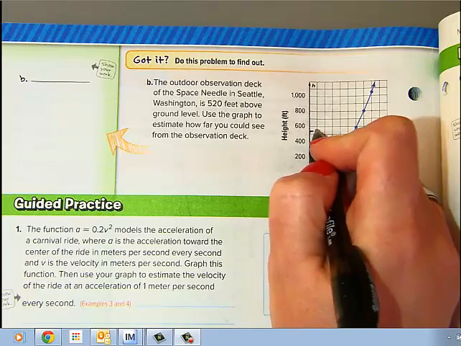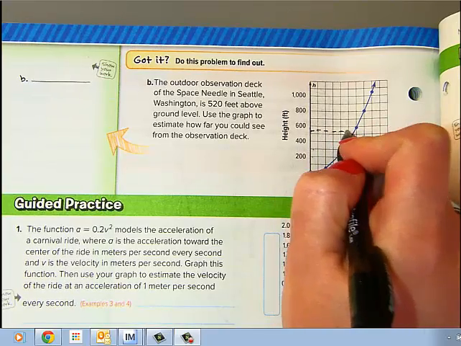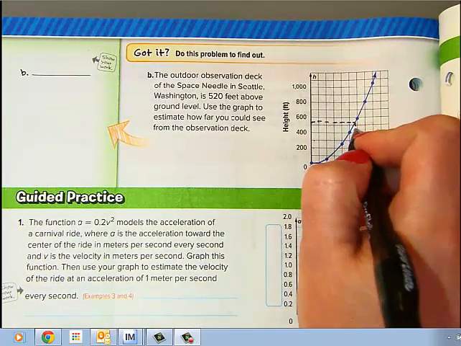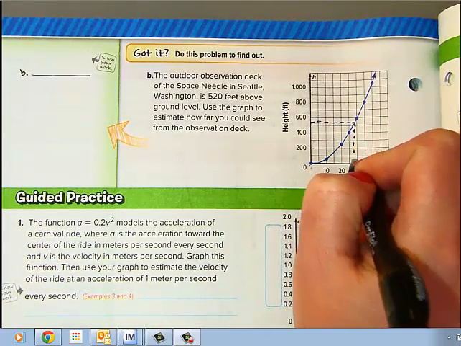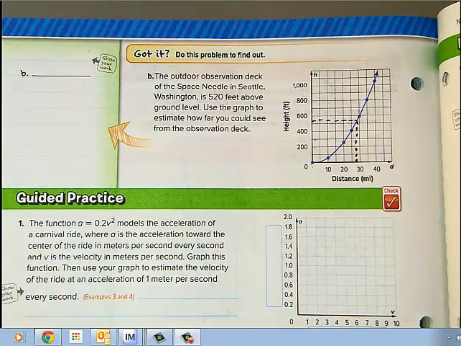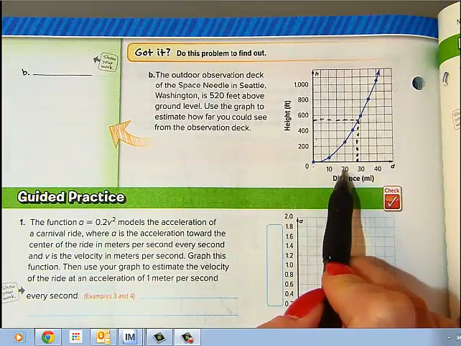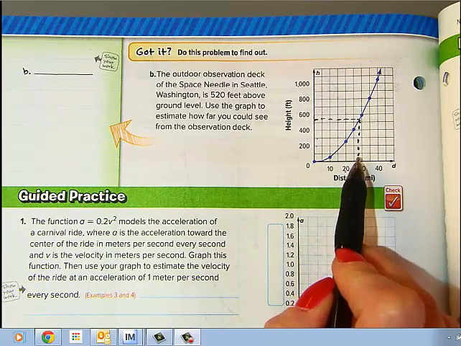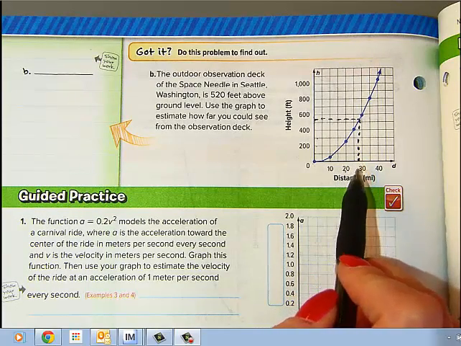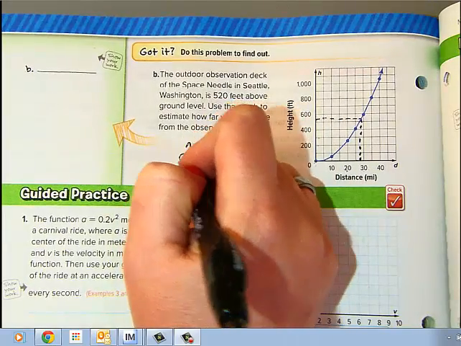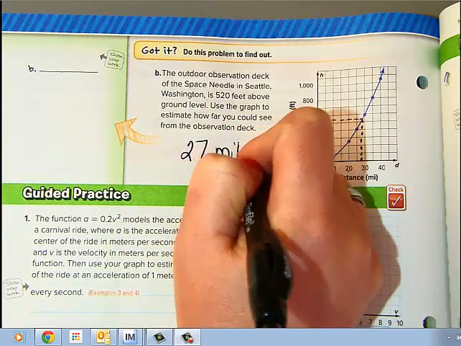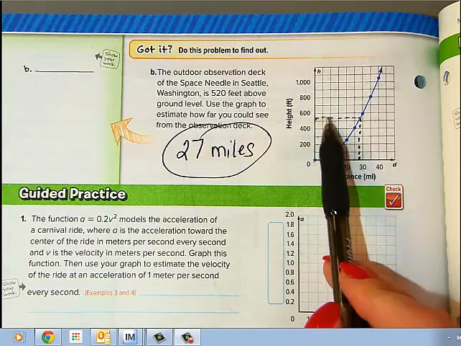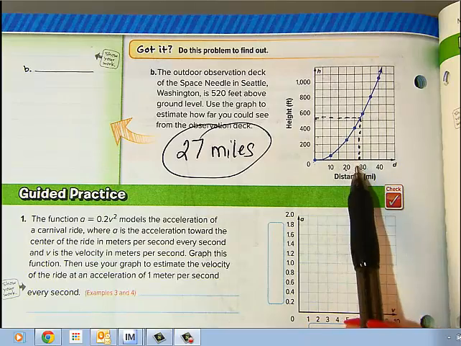And I'm going to draw a line over to where it intersects the graph, and then draw a line down. And it says estimate, so we don't have to be exact, but if here's 20 and here's 30, that line in between is 25, so it's a little bit above 25 but less than 30, so we're going to call that 27. It's about 27 miles is how far you can see. Okay, all I had to do was find 520 on that graph and see how far I could see where that intersects the line.